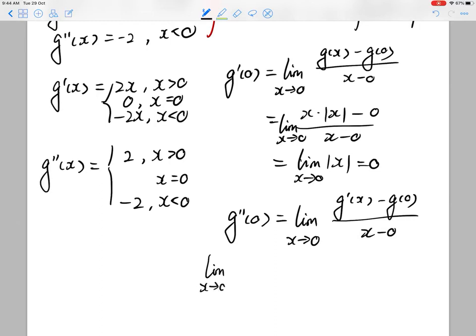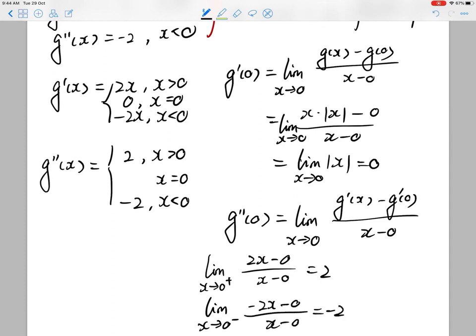When x is approaching 0 from the positive side, g prime x is 2x. It's going to be 2x minus g prime 0, which is 0, over x minus 0. It's going to be 2, right? When x is approaching 0 from the negative side, then g prime x is negative 2x. Again g prime 0 is 0, over x minus 0. It's negative 2. So you can see the limit from the left does not equal the limit from the right. So this second order derivative doesn't exist.